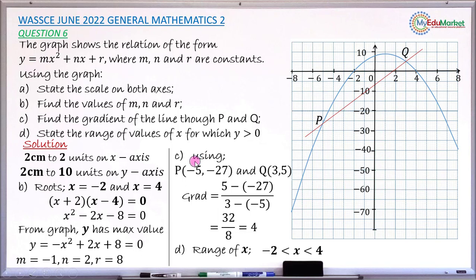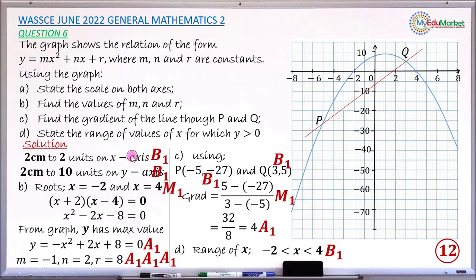So let me just share with you the mark distribution of this very question as it is contained in the official WAEC marking scheme. So the very first mark is bonus 1 mark, and this bonus 1 mark, you have it when you now write the scale on the x-axis exactly 2 centimeters to represent 2 units, or like I have said, 1 centimeter to represent 1 unit. Whichever one you write, you have this bonus 1 mark. Next mark is another bonus 1 mark when you write the scale on the y-axis as 2 centimeters to represent 10 units, or rather 1 centimeter to represent 5 units. You have this bonus 1 mark.